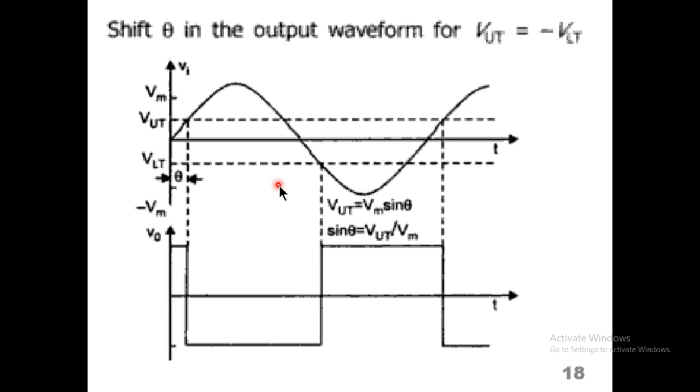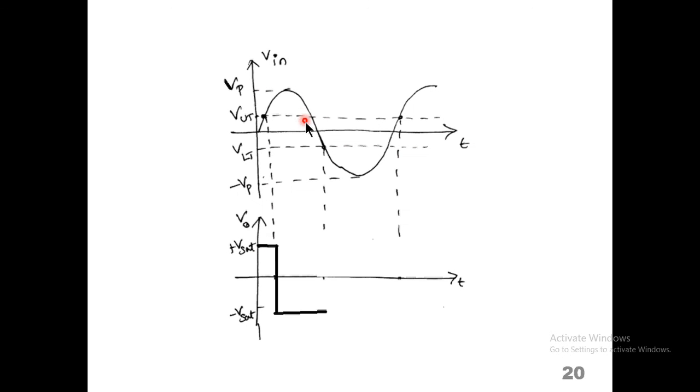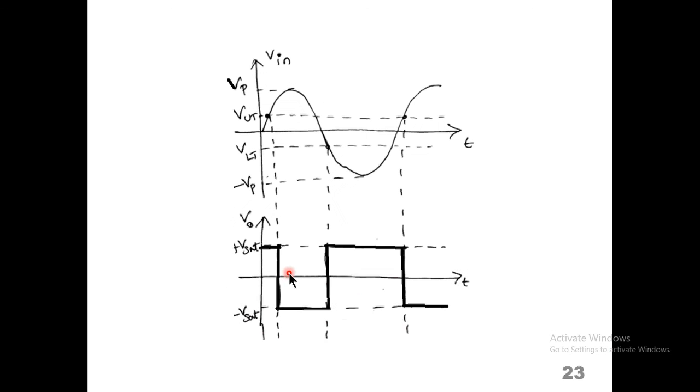So this is the perfect input and output waveform. The upper threshold voltage is fixed here. At that time, the output will be in positive saturation. When the input slowly increases and crosses the lower threshold level, the output will be in negative saturation. As it keeps on decreasing and crosses the zero level, the output will be in positive saturation. Again this process is repeated for the entire input voltage.